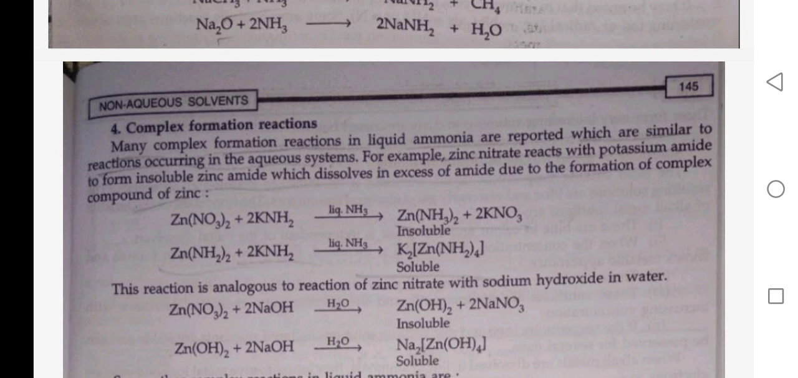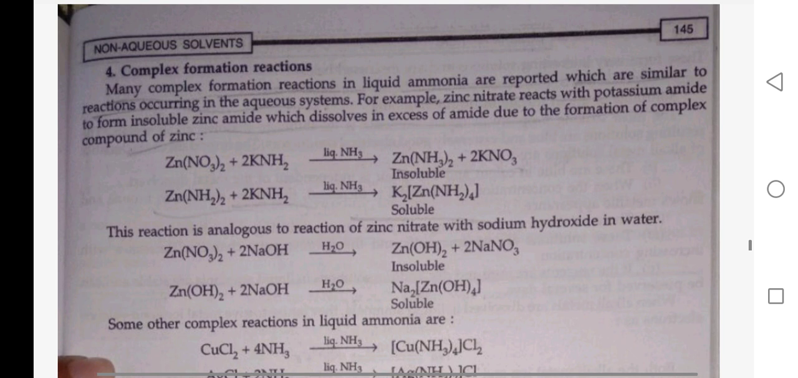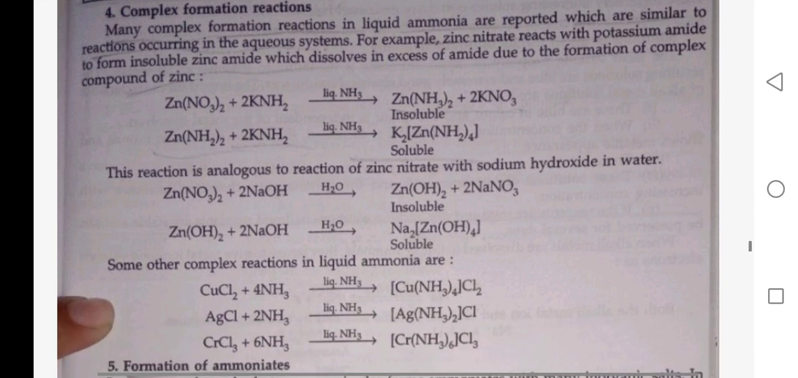Complex formation reaction. Many complex formation reactions in liquid ammonia are reported, similar to reactions occurring in the aqueous system. For example, zinc nitrate reacts with potassium amide to form insoluble zinc amide, which dissolves in excess of amide due to formation of a complex compound of zinc.